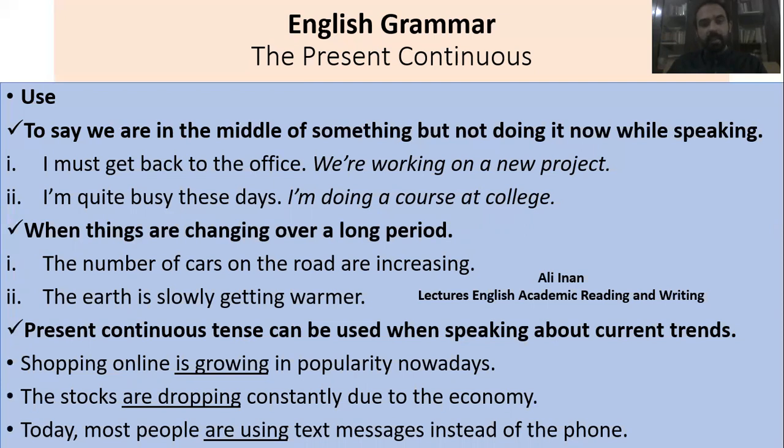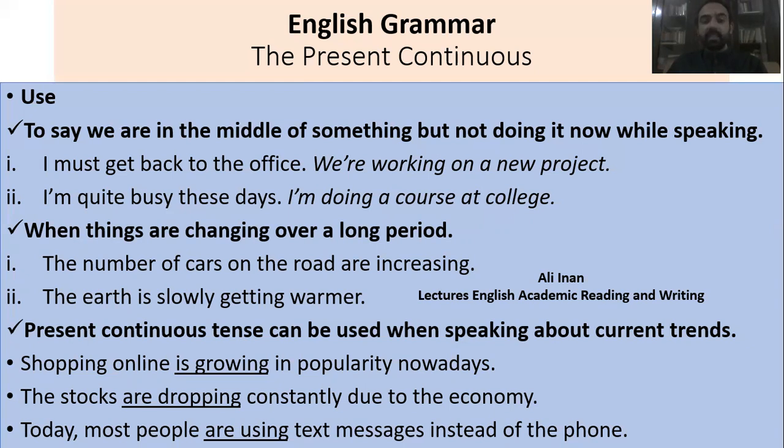For example, the number of cars on the road are increasing. The earth is slowly getting warmer. So the number of cars are increasing or the temperature of the earth is rising. In both these sentences, these are changes that have been occurring and that will continue to occur over a long period of time. They are in process.